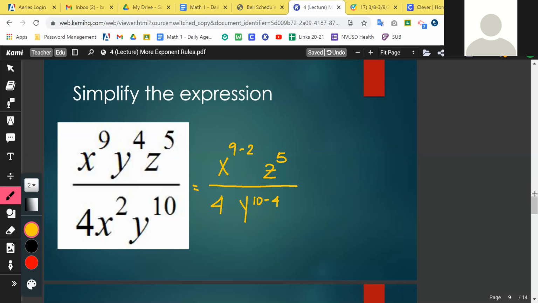And my final answer is going to be x to the 7th. That looks like a z. Let me erase that. X to the 7th. There we go. Z to the 5th. And then on the bottom, I have 4 y to the 6th.